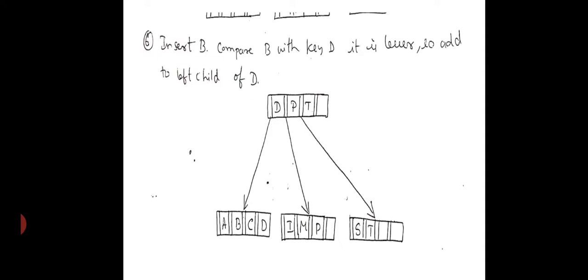Next, the next element you need to insert is B. Now insert B. Compare B with D. B is less than D, so you need to insert it at the left child of D. There is an empty slot, the node is not full here. So insert B there.